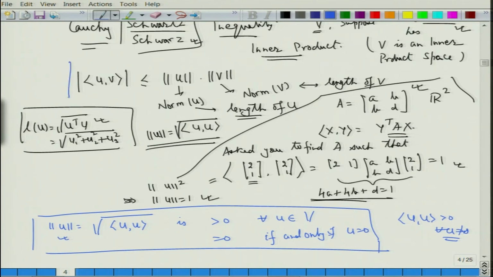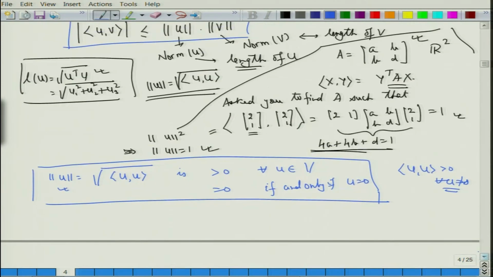So, now we would like to prove this part, all right. Why do we need to prove it? You can see that in our school we had learned what is called cos theta. So, we had learned what is cos theta. Cos theta was u dot v divided by length of u into length of v.